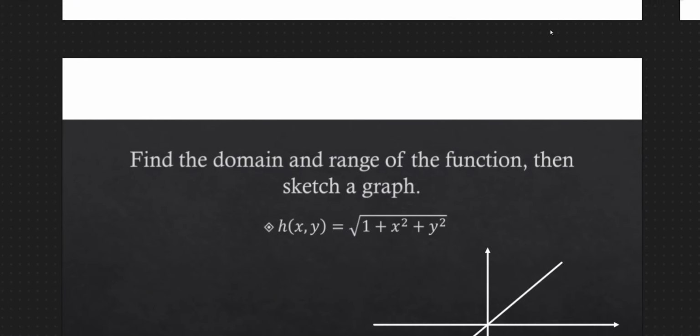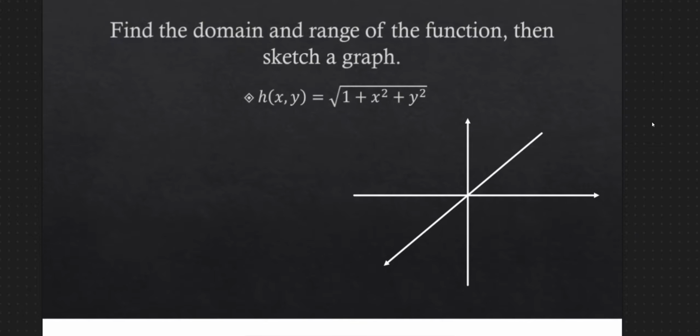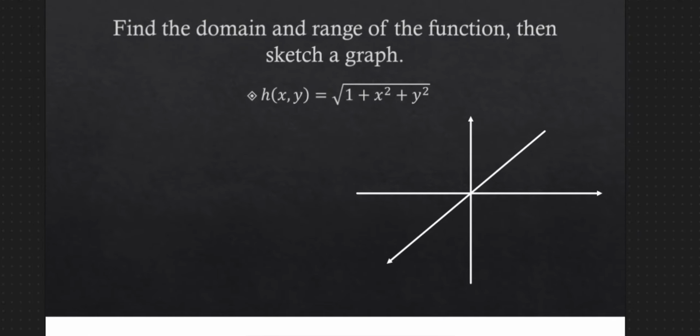Last one, we'll take a look at this function, h of x, y equals the square root of 1 plus x squared plus y squared. I'll start by thinking about domain, because this is no longer a polynomial. Remember, everything inside of the square root has to be greater than or equal to 0. So let's say domain here.